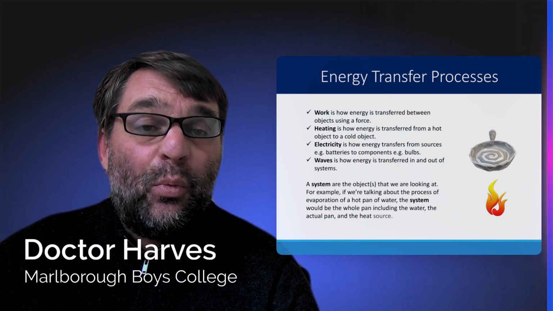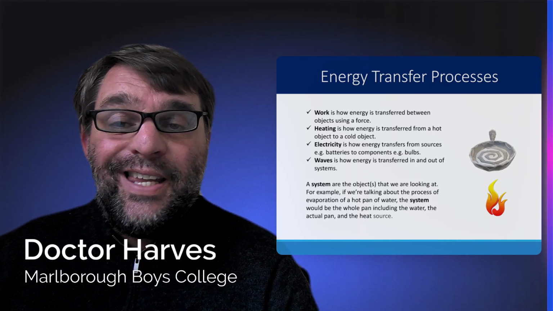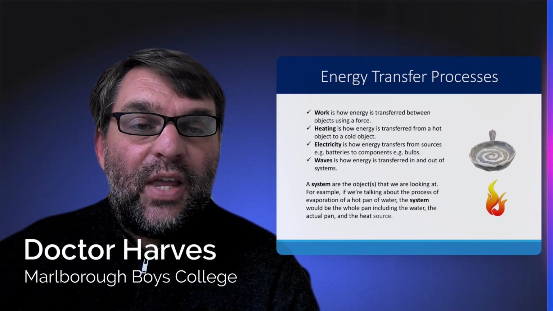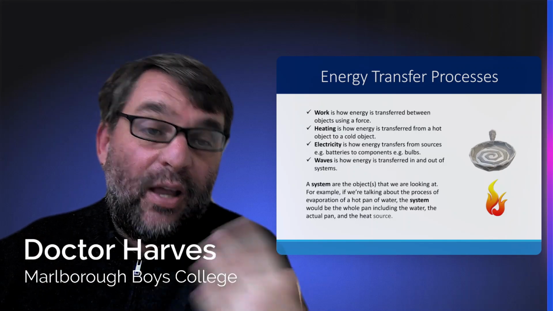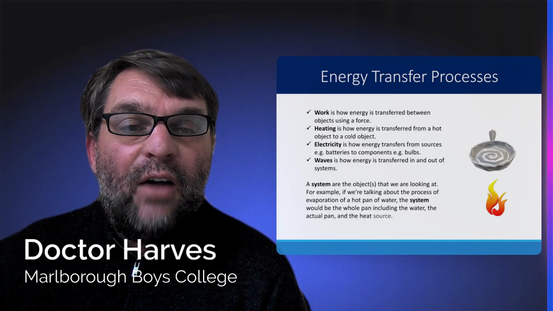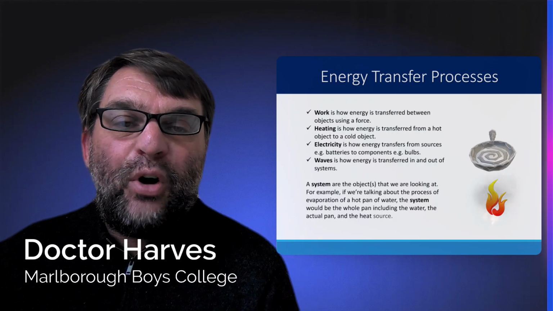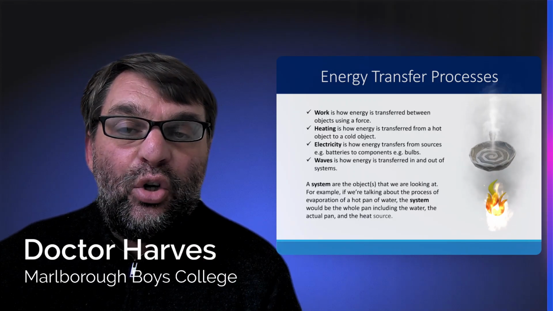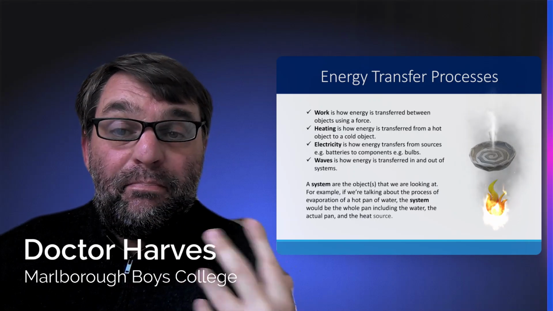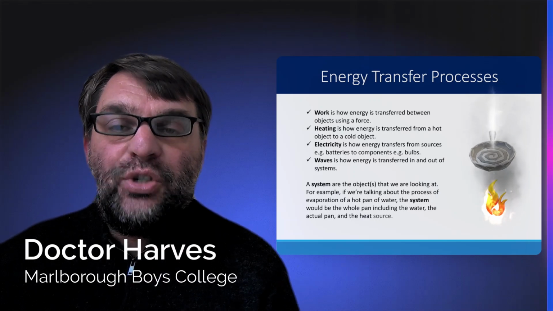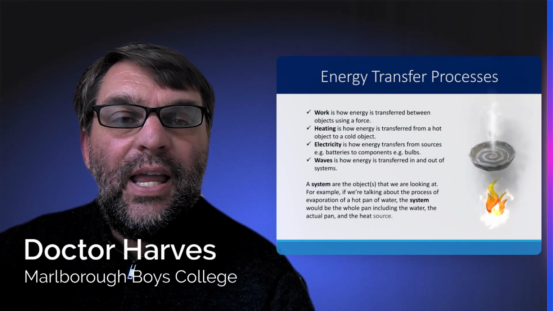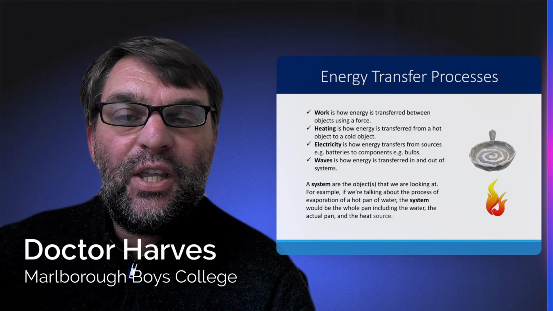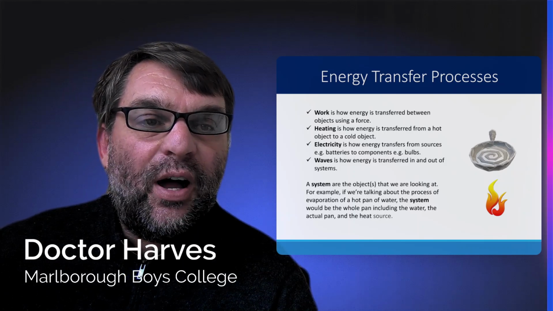Now you'll be noticing that we've discussed objects, but we've also got the idea of a system. A system basically is the objects that we're actually investigating. So as the example we have here on this slide, if we're looking at the process of how water evaporates from a hot pan, then the system would be the pan itself, including all the water inside that pan, the actual pan, and the heat source that's providing that thermal energy. That will be the entire system that we would be investigating. And one of the things we have to do is be able to identify systems.